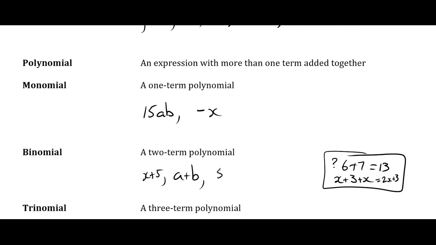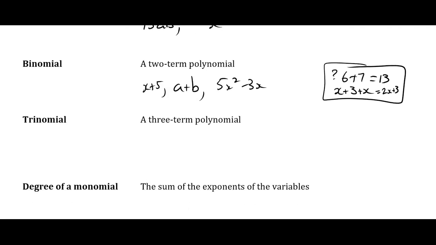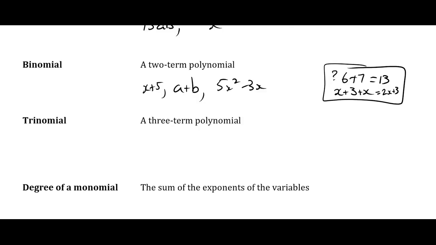One more example, 5x squared minus 3x. x squared and x are not like terms. Can't add them together. That's a binomial. And then a trinomial. We're going to do a lot of these in this unit. 3-term polynomial. Common ones we see, x squared plus 7x plus 12. So I've got an x squared term, an x term, and a constant. Those cannot be added together. Trinomial. a plus b plus c would be another good example of a trinomial or anything else like that.